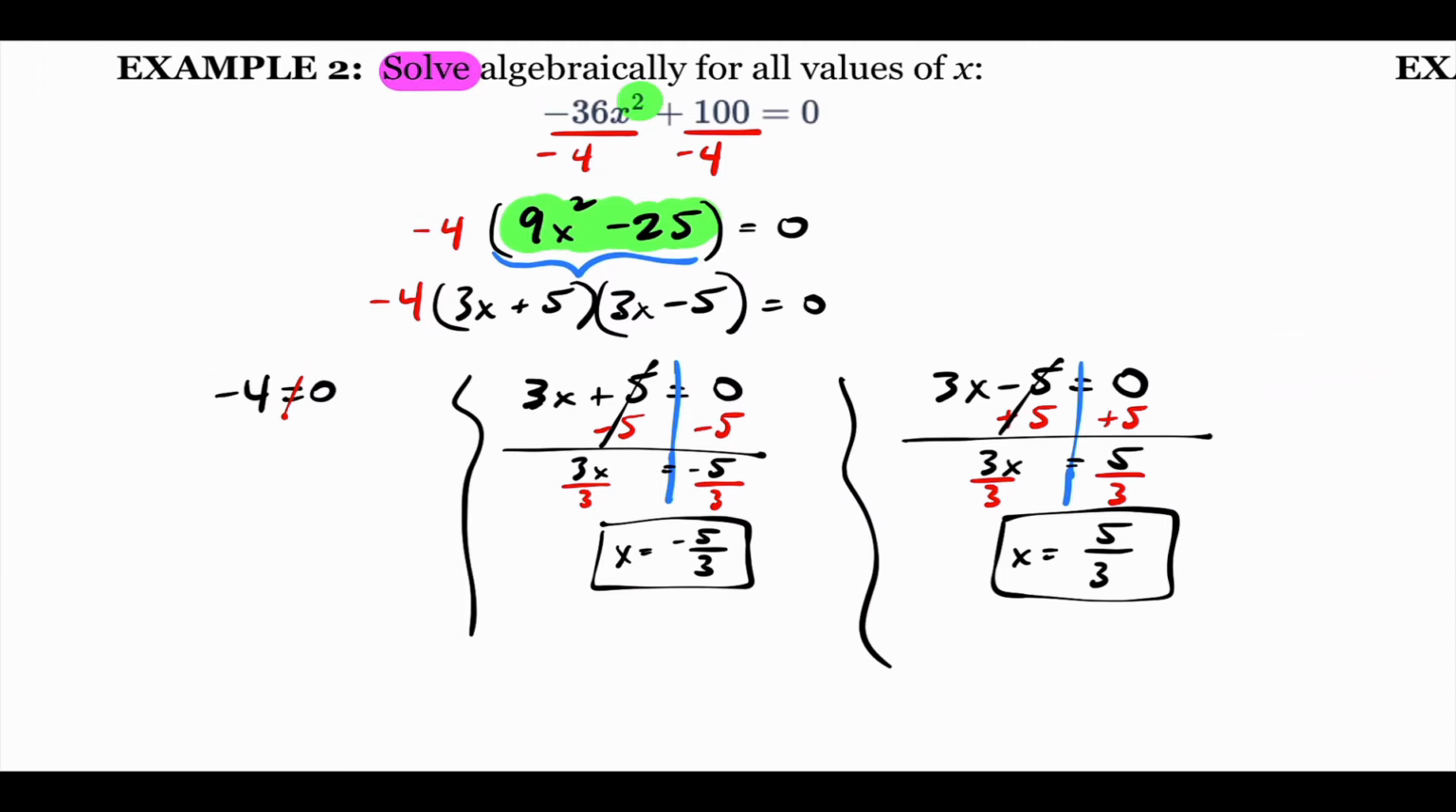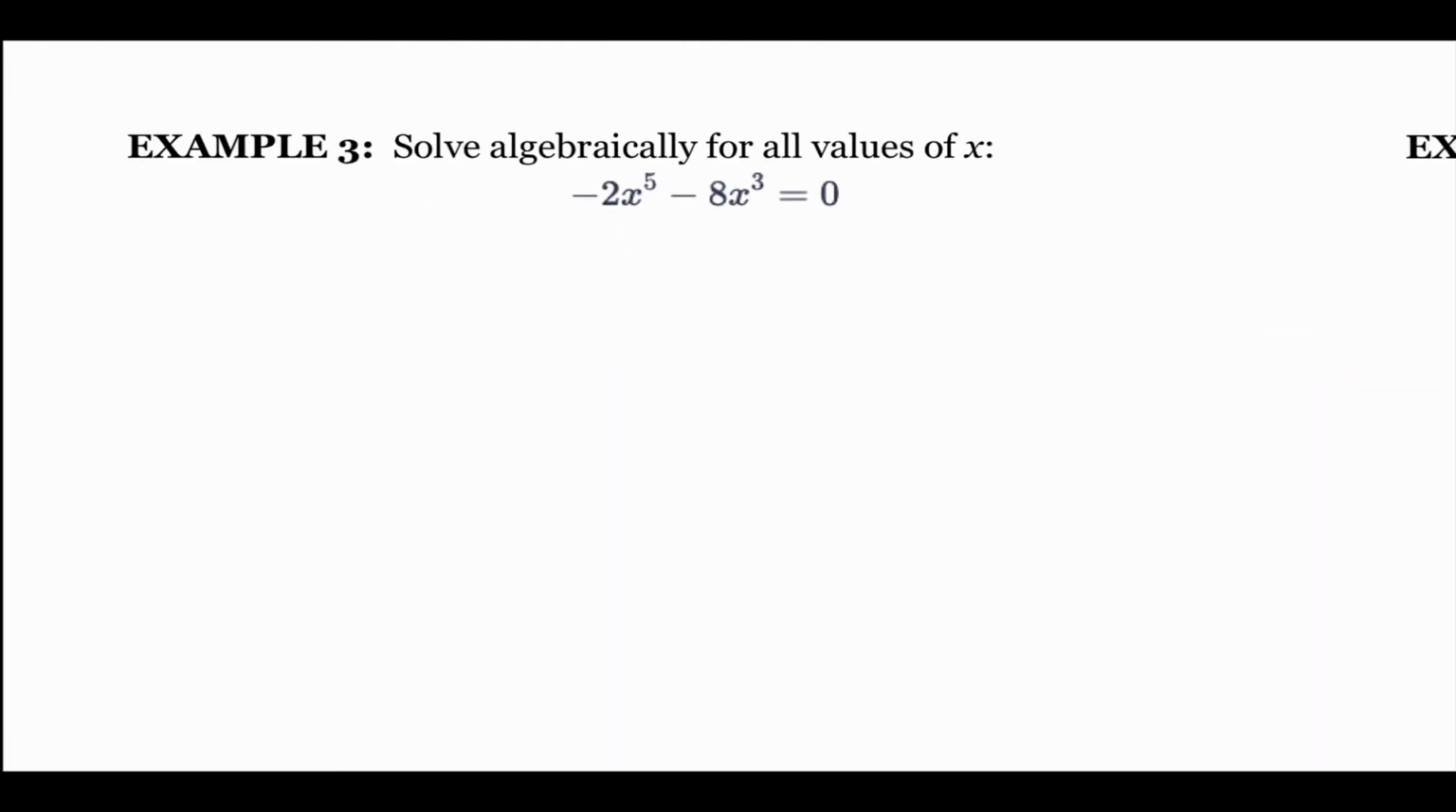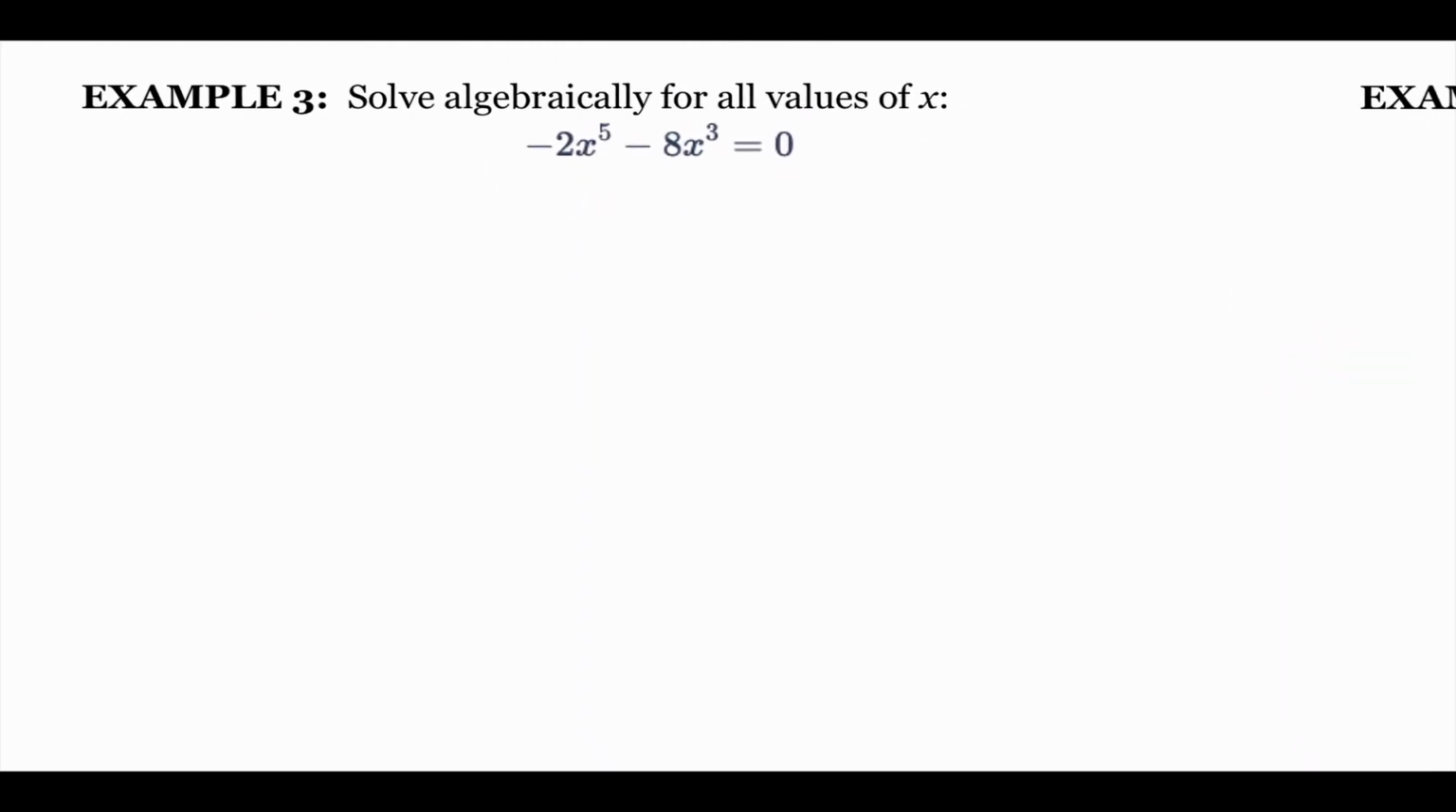Okay, so let's do number 2. Number 2 is also another binomial, so we're going to use the same steps. Solve algebraically. Algebraically just means use the steps. That's all it means. For all values of x. How many answers are we going to get here? 5. We're going to get 5 answers here. A little bit different, but it's okay. We'll get them all.